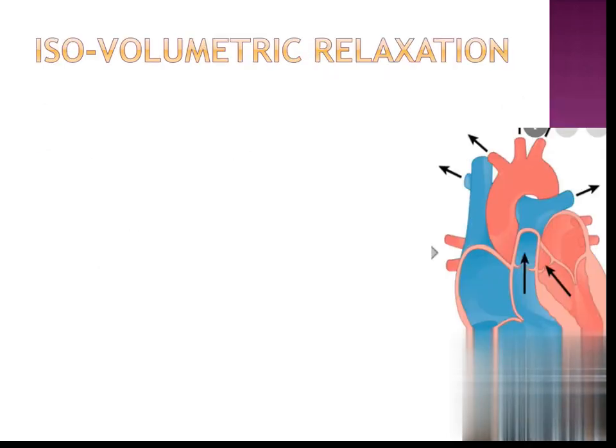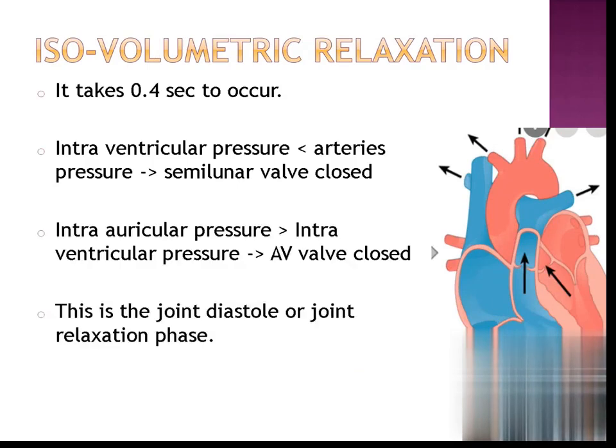Now coming to isovolumetric relaxation, otherwise known as joint diastole or the joint relaxation phase. Now, why is it known as joint diastole or joint relaxation phase? Because in this phase, both the auricles and ventricles are relaxed. This entire relaxation phase lasts for 0.4 seconds.